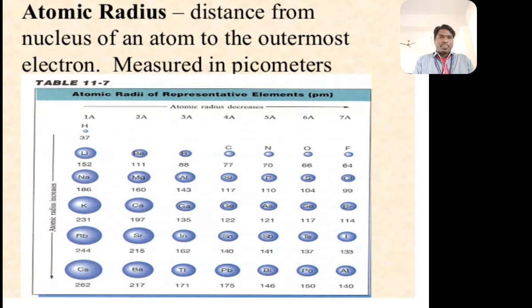Atomic radius is the distance from the nucleus of an atom to the outermost electron. That is the atomic radius. Basically, that is measured in picometers.